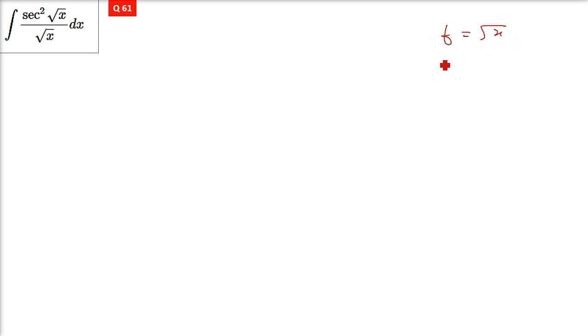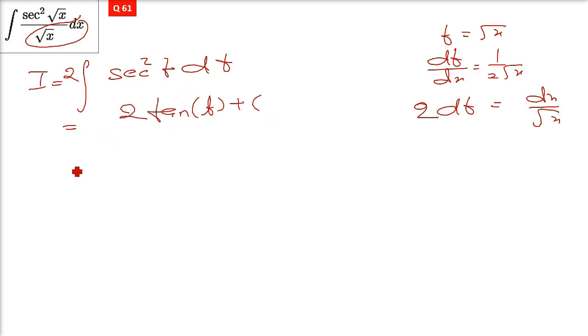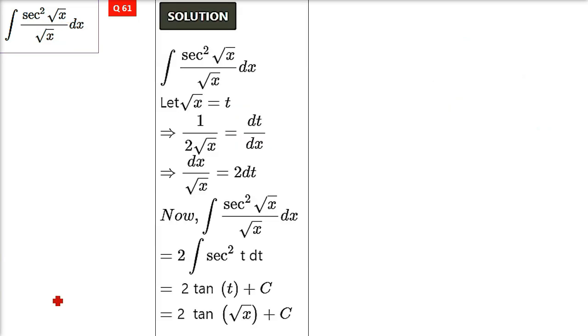So when we take t equals under root x, dt by dx will be 1 by twice root x. Okay, you already know that. So 2 dt will become dx by root x. So this dx by root x is twice of dt. So the integration will become like this: sec square of root x was t, and this dx by under root x will become twice of dt. So this sec square integration is a direct integration. Tan, simple tan. So tan t, 2 was already there, plus constant of integration. What was t? Under root x. So 2 tan under root x plus constant of integration is your final answer. So this is the reference for you.